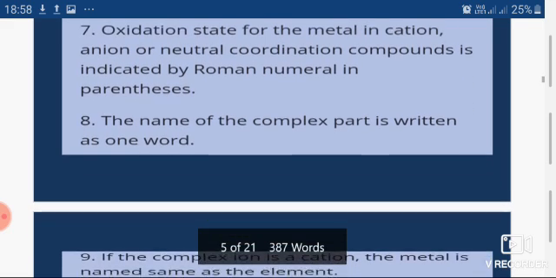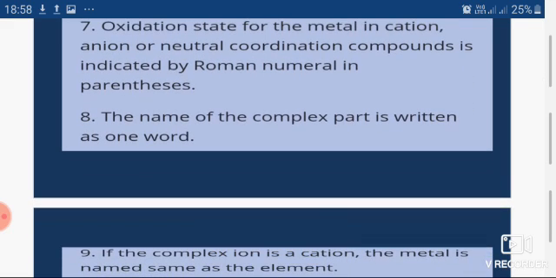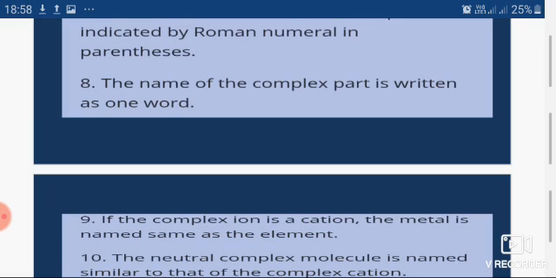Okay, the next is the name of the complex part is written as one word. The whole complex name is written as a single word. There should not be any space or any gap in between the two words. Okay, it should be a single word.